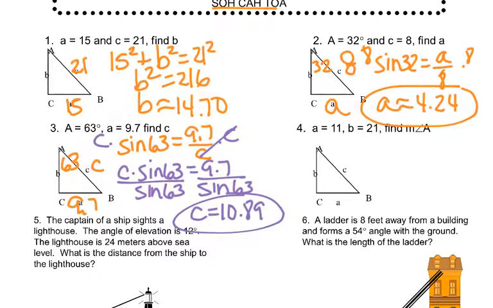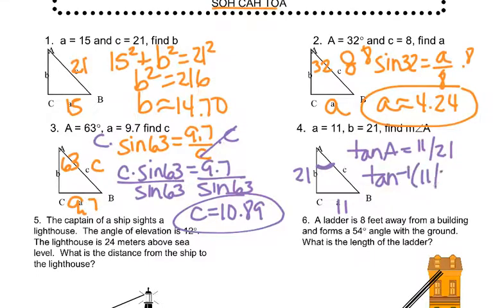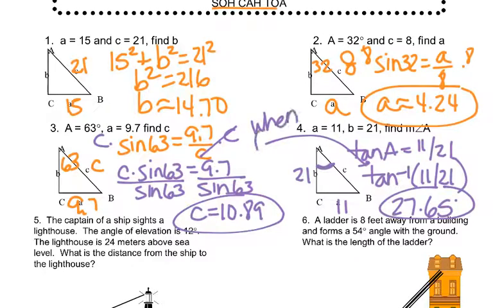And then we're talking a little bit about how to use inverse trig functions. If A is 11 and B is 21 and I want to find angle A, that's a tan question. The tan is 11 over 21. Do you remember how to find the angle? You use second tan of 11 over 21, so 27.65 degrees. You use the inverse trig functions when you're finding an angle.